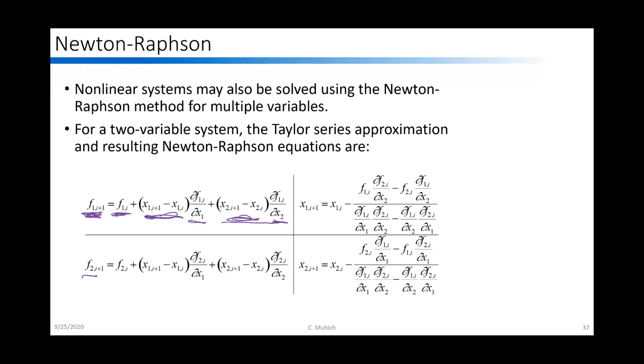I can write the same thing for my secondary function, shown down here, where my new guess for function 2 is my old value of the function plus my change in x1 times the derivative of that function with respect to x1 plus the change in my value of x2 times the derivative of the function with respect to x2. I can take these two equations and rearrange them to isolate x1 and x2, right?